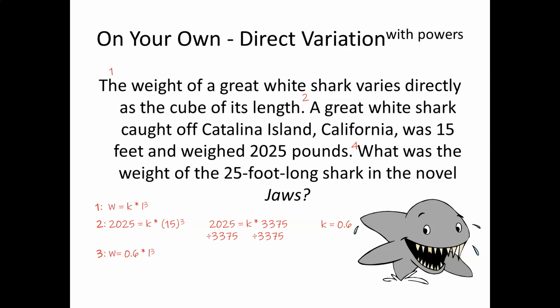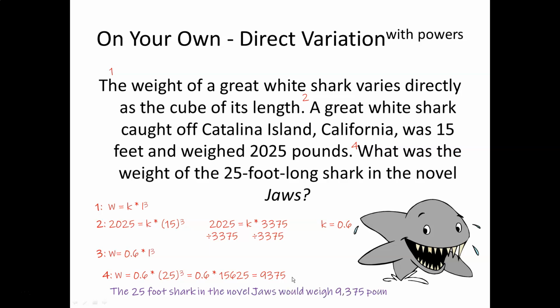What was the weight of the 25-foot-long shark in the novel Jaws? Well, W equals 0.6. 25 is the length, so we're going to stick that in for L. So we have 0.6 times 25 to the third, which 25 to the third is 15,625. And if you multiply those two together, you'll get 9,375, which means your answer is the 25-foot shark in the novel Jaws would weigh 9,375 pounds. It would be time to buy a bigger boat.